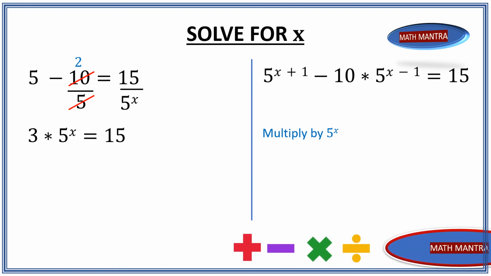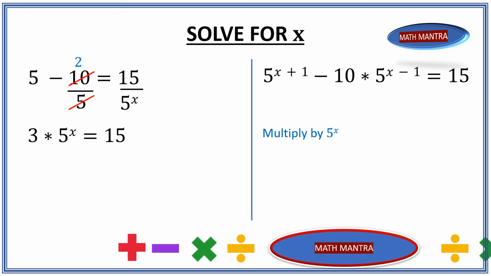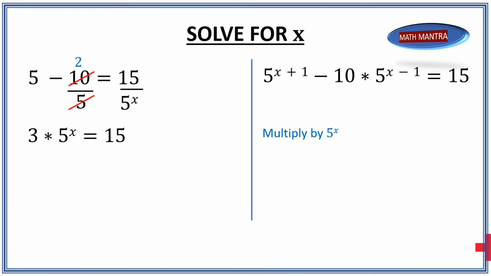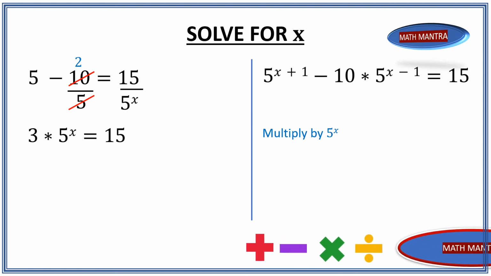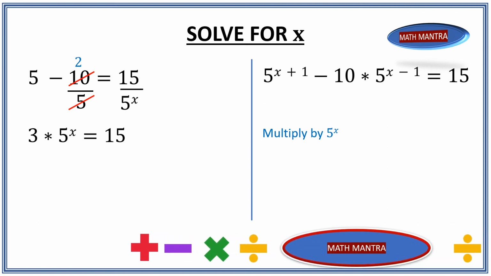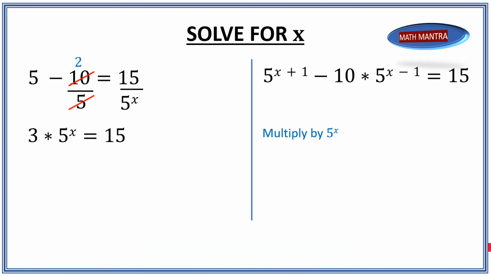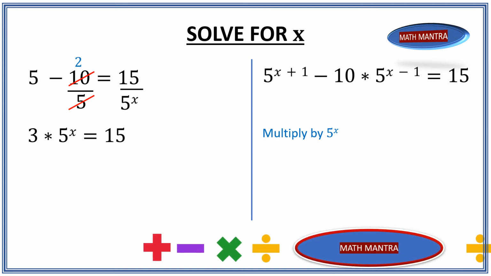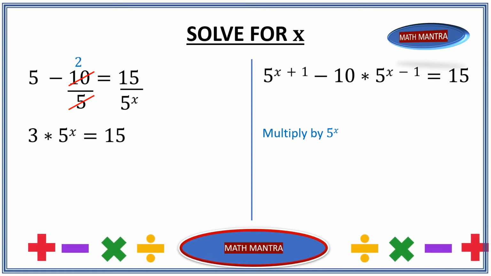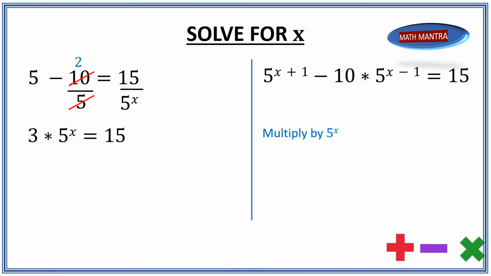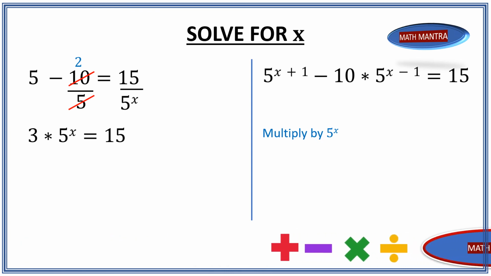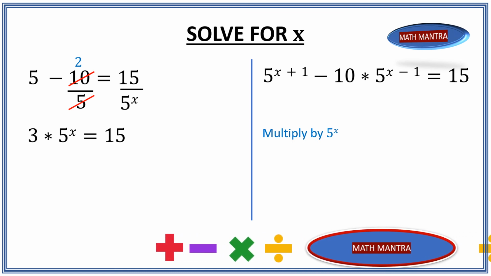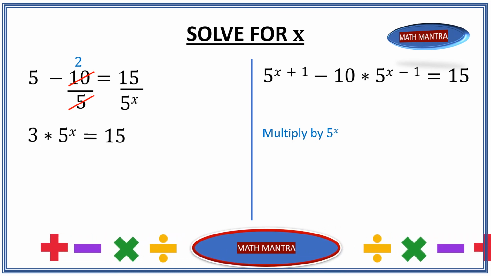We'll bring the 5 raised to x back to the left side of the equation. Any number that is in division, when it crosses the equal sign, basically gets multiplied. And if that number is in multiplication and crosses the equal sign, it basically gets divided by that same number. So in this case, the 5 to the power of x was in the denominator, which is divisible by 15. You basically transfer it over and put it in multiplication because it crossed the equal sign, right? So 3 times 5 to the power of x is equal to 15.